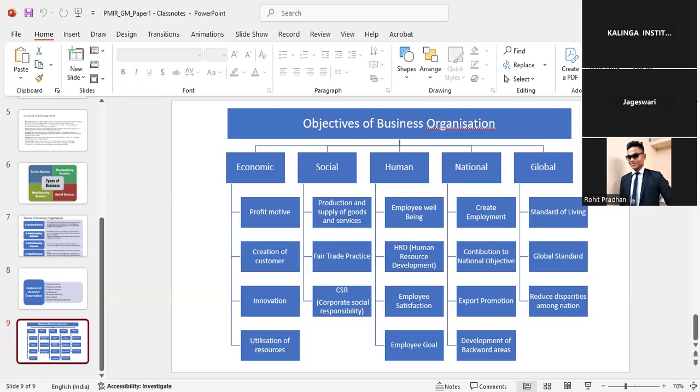Whatever you are doing for the human, that is human objective. So you are making a good policy for your human resource, for the employee working with you, and you are making sure the employees are satisfied. You are making different policy for the employee, different outcome where the employees are satisfied and their motivation level will be high.